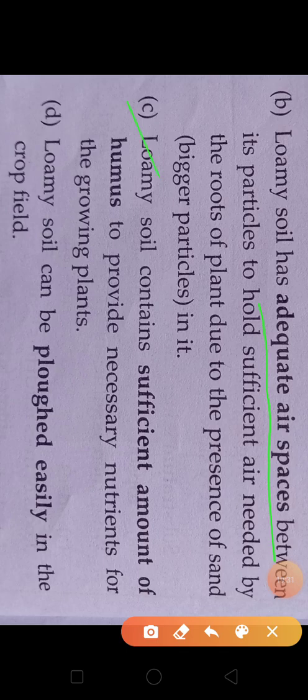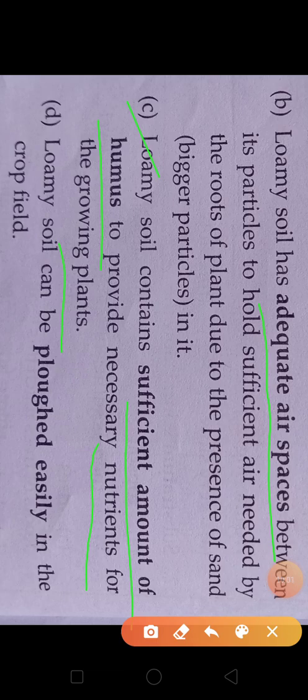Third, loamy soil has a sufficient amount of humus. Okay, so if humus is found there, then more plants can easily grow there. Humus provides the necessary nutrients for the growing plants. Okay, and the loamy soil can easily be plowed in the crop field. So these are some features of the loamy soil.